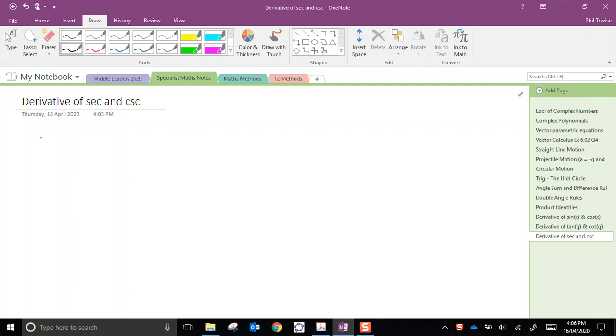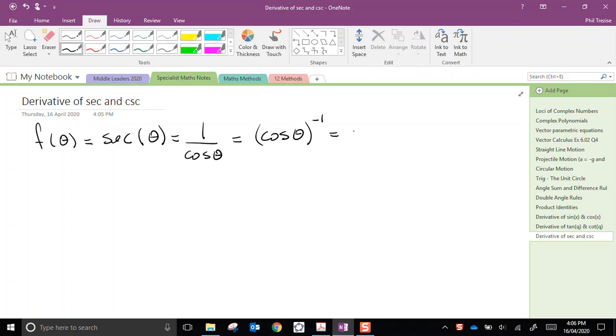Hi everyone, this time we are going to complete our trig derivatives with the last two trig functions, secant and cosecant. So I'll set up my function f of theta equals the secant, sec theta. Now we know from our definition that this is 1 over cosine theta, and I'll be thinking of this as cosine theta to the power of minus 1.